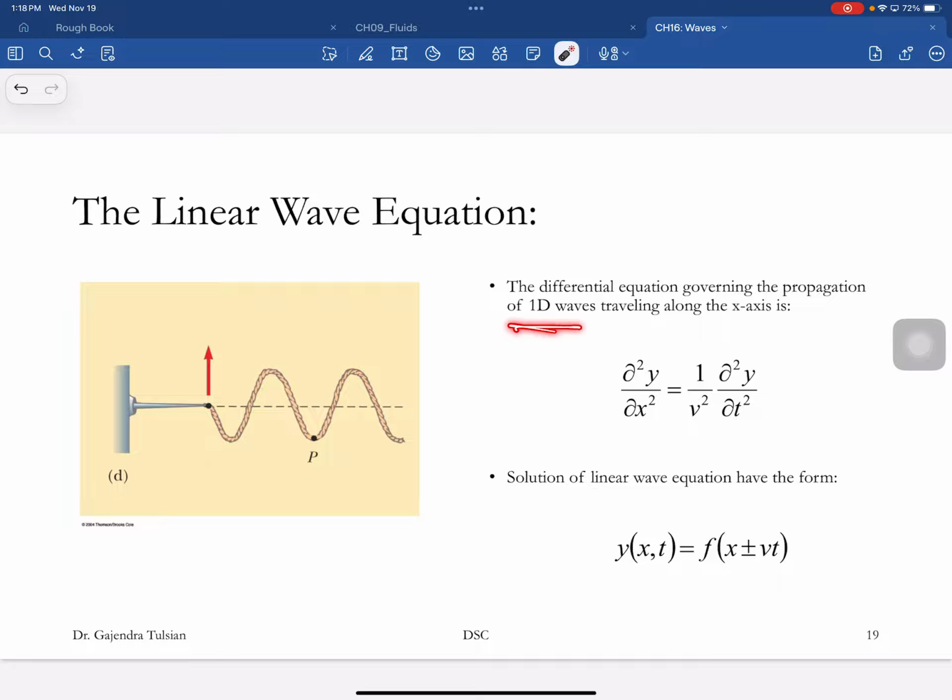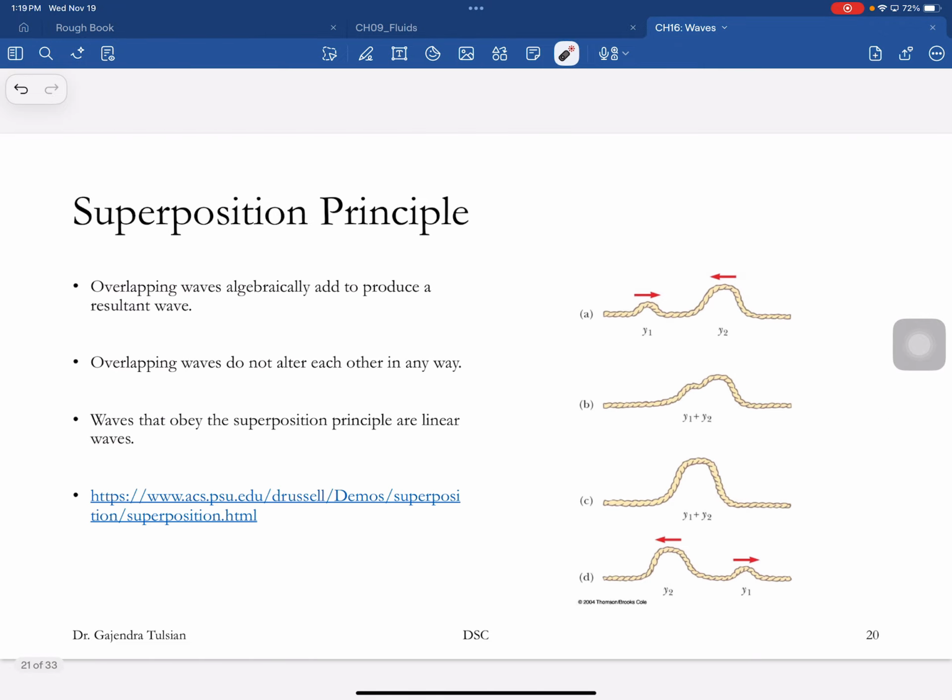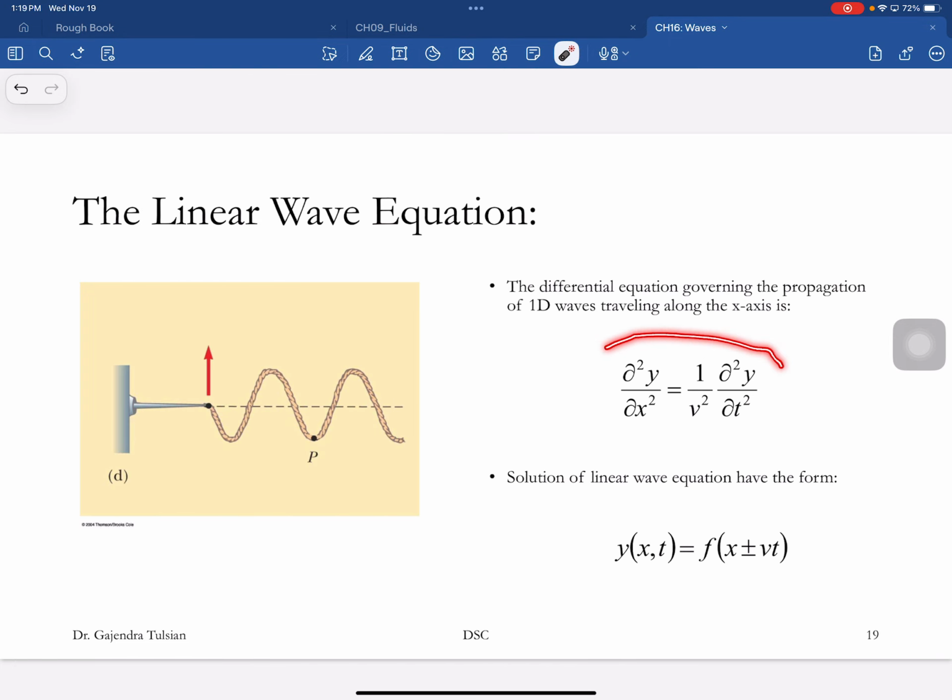All right, so 1D wave is a wave traveling on a string, for us. So there's the wave equation. This is another wave equation that you will see as an engineer all the time.